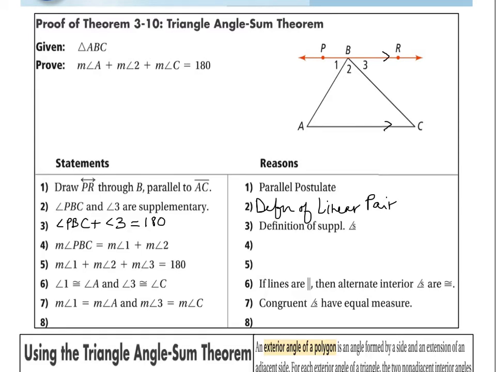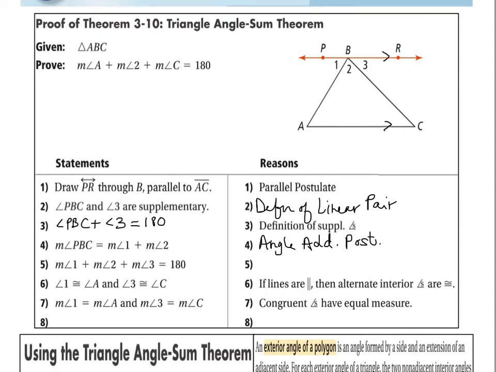All right, step 4 now. Step 4 says angle PBC, which is the big angle right here, is equal to the measure of angle 1 plus the measure of angle 2. You'll notice from this picture, 1 and 2 make up the whole thing. So this is really part plus part equals whole. In this case, this is the angle addition postulate.